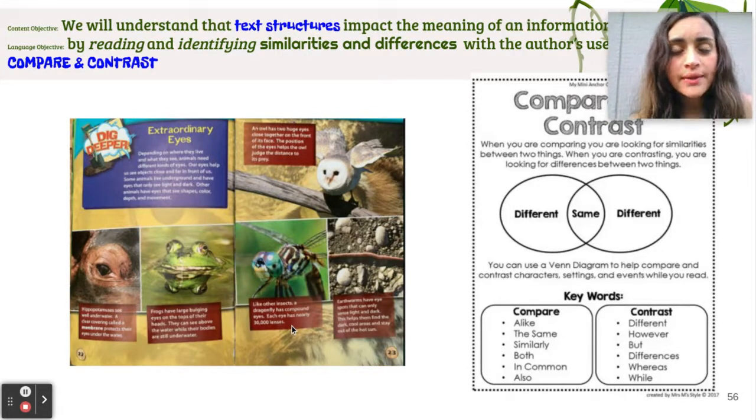Some of the clue words here that help me identify that the author is comparing and contrasting is using words like ours and then other. That tells me that there's a difference between our eyes and other creatures. Also, when they mentioned insects, they said like other insects, meaning this insect in this picture has eyes that are similar to other insects in the way that they are compound eyes and they have several lenses, in this case 30,000 lenses. We can also use the text feature of photographs to compare and contrast by simply looking at the images.